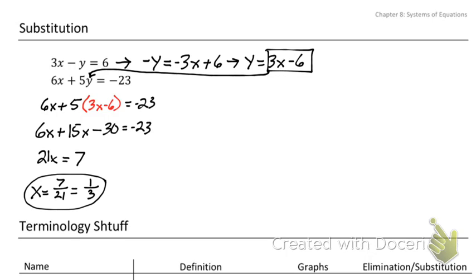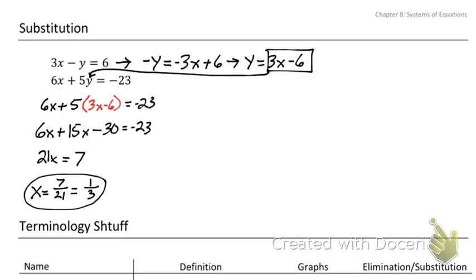A lot of times I'll just circle that whole thing because they're all equivalent to each other. Or you can rewrite it as just x equals 1/3, your choice. Now I know x equals 1/3, I just need to find y. There's multiple places I can plug that in. I can plug that into the 3x minus y equals 6. I could plug that x in for the 6x plus 5y equals negative 23.